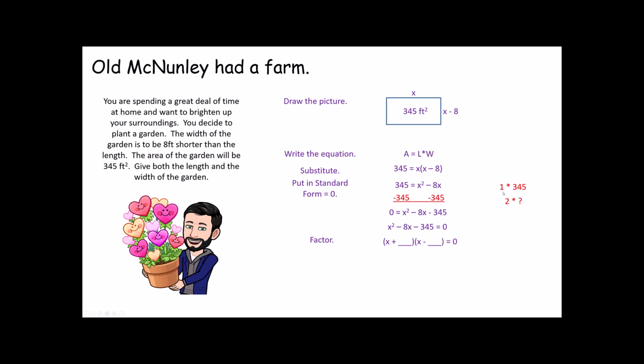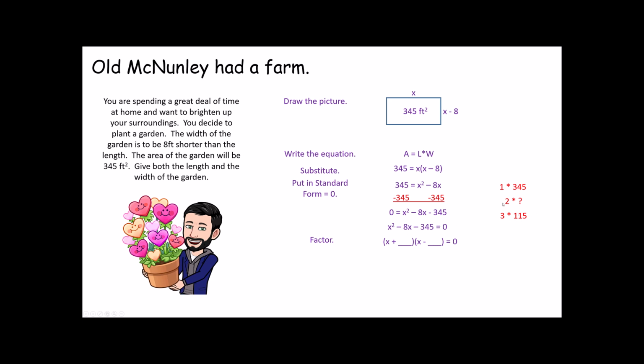So 1 times 345 works, but that's not going to add up to negative 8. Because 345 is an odd number, I know 2 times something is not going to work. I can look at the digits, 3, 4, and 5. Those add up to be 12. We have a pattern in math that says if the sum of the digits is divisible by 3, then the number is divisible by 3. So I knew that 3 would work. And when I divide that out, it's 115. That's still not close to negative 8.